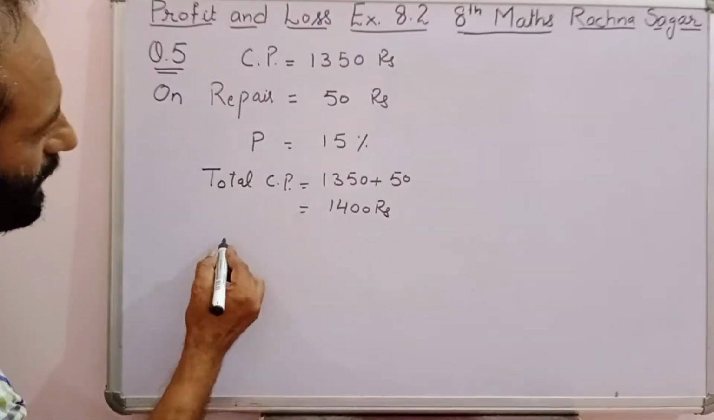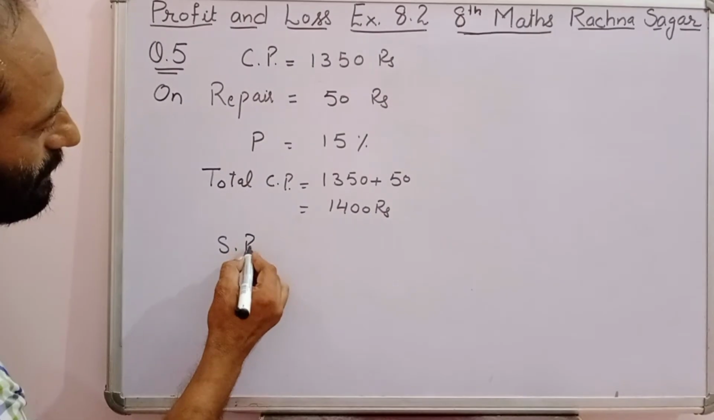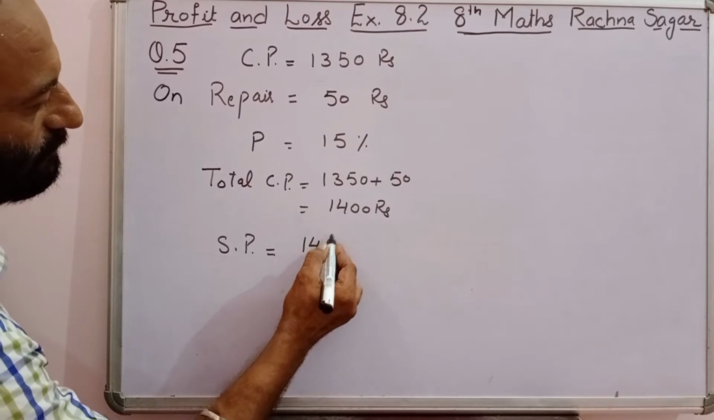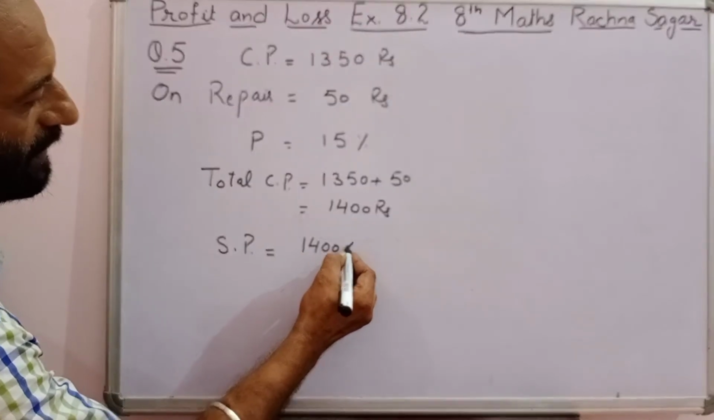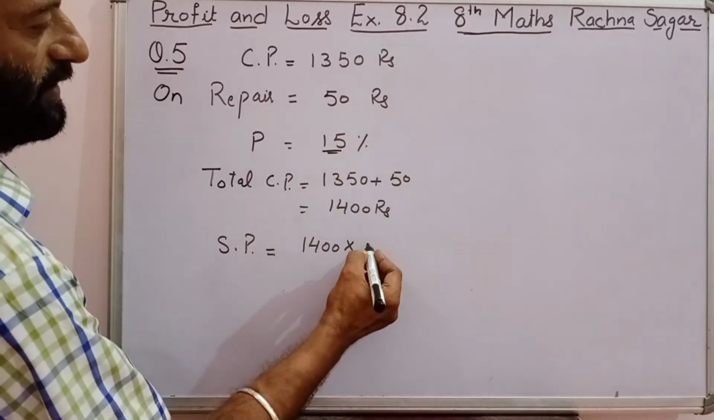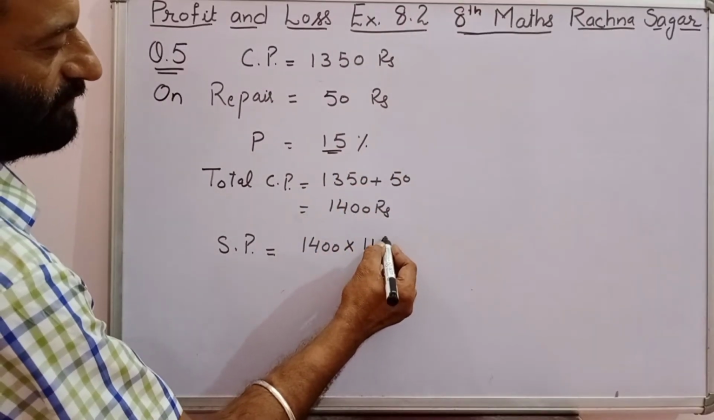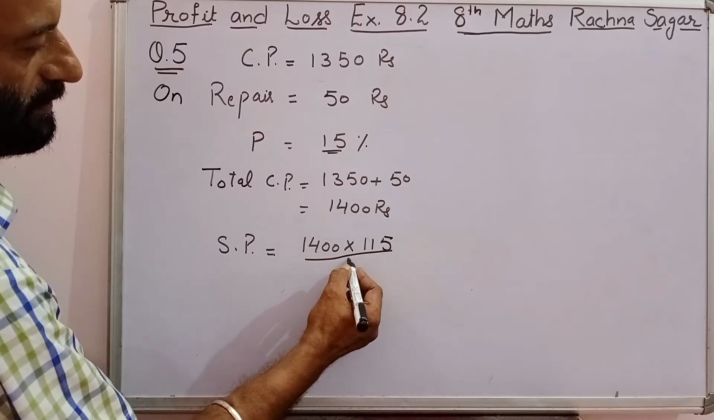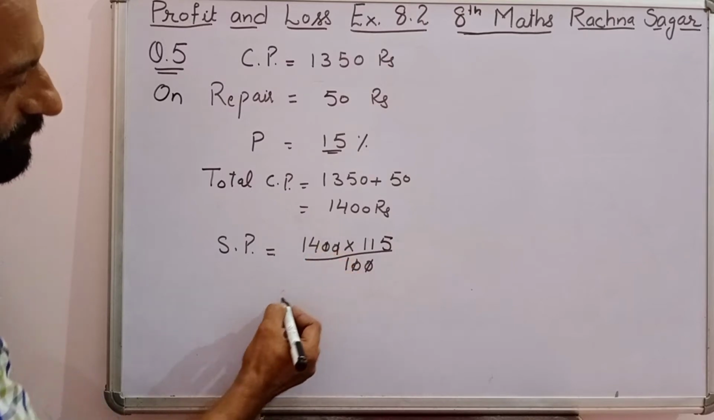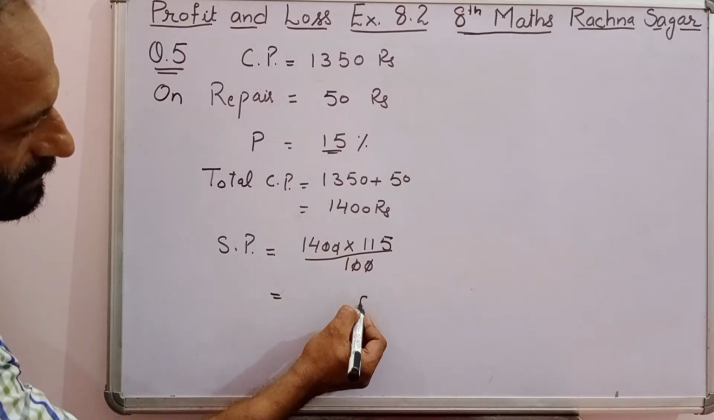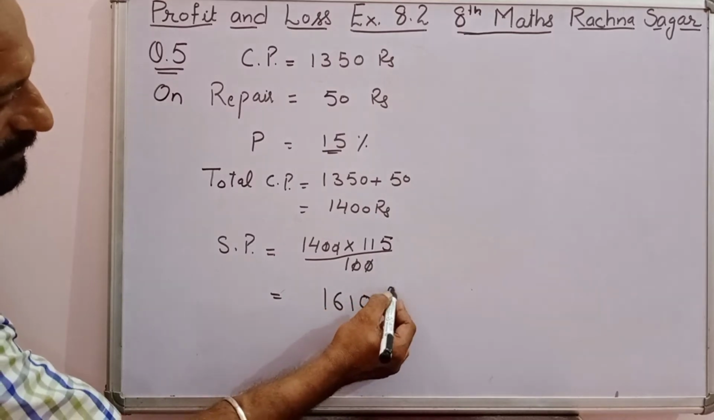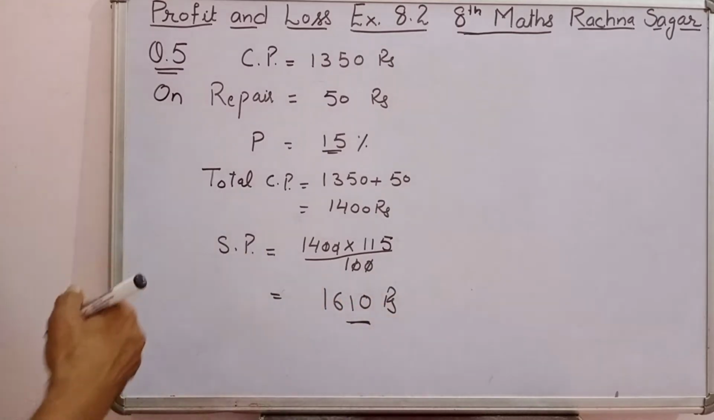And now we know that selling price is equal to CP 1400 into 100 plus profit percent, 100 plus 15, 115 over 100, and it comes out to be 1610 rupees.